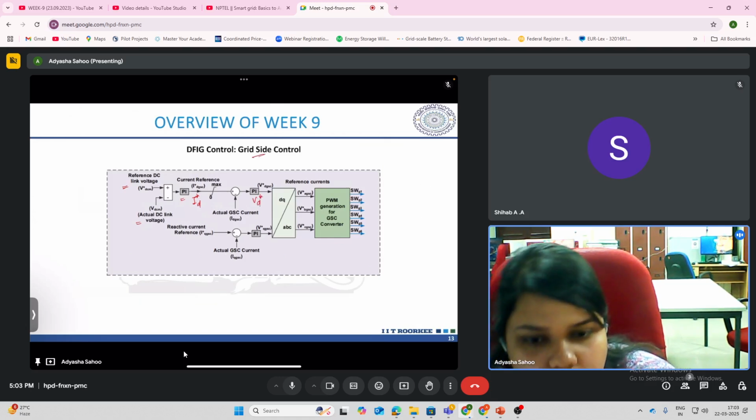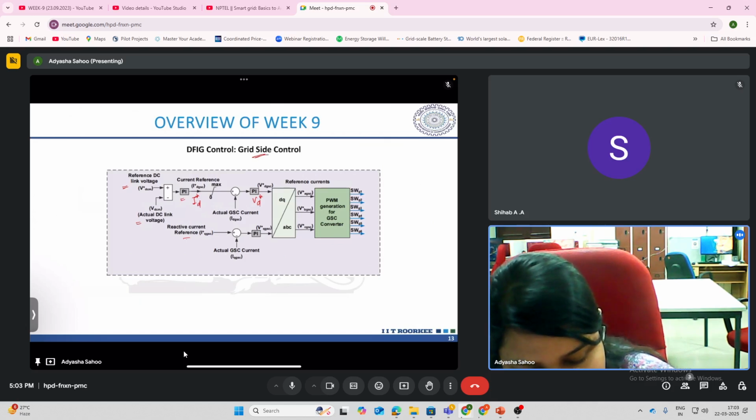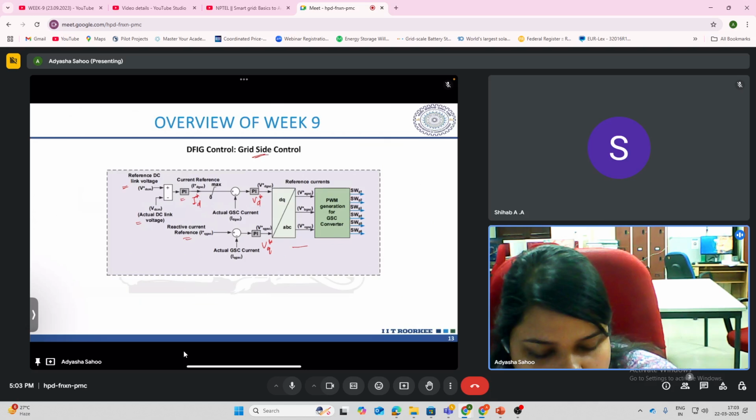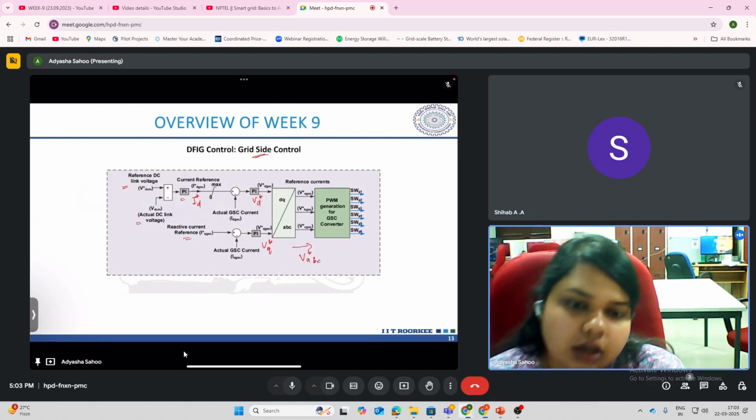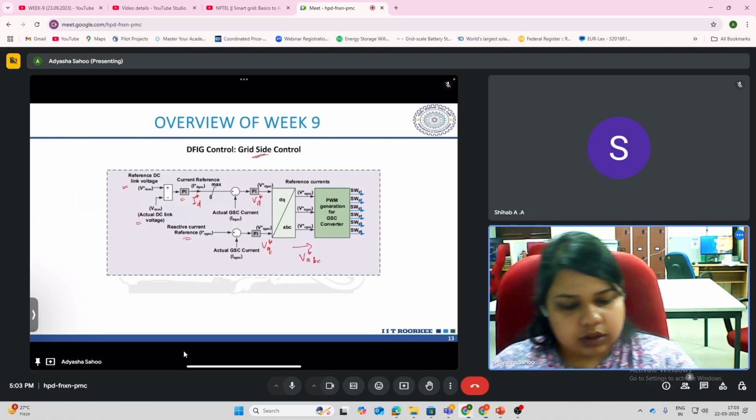Similarly, in the Q axis you are tracking the reactive current, and basically here you are getting VQ star, and similarly again you are converting it to the ABC frame and getting the PWM signals for the grid side converter.